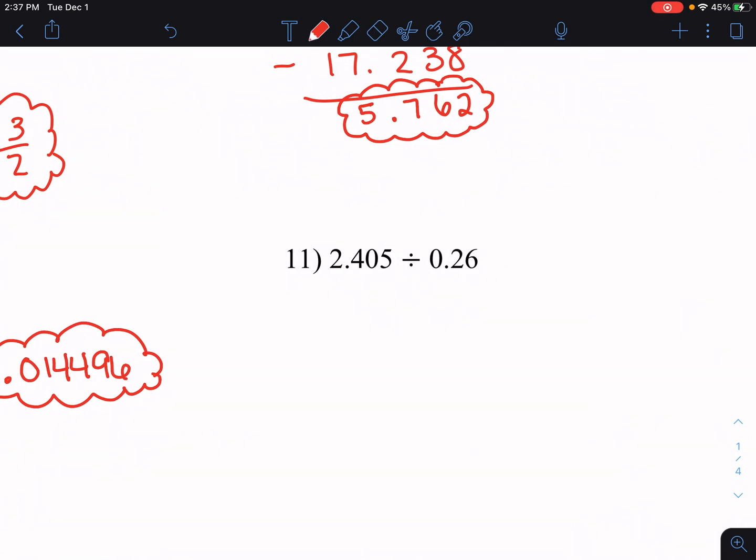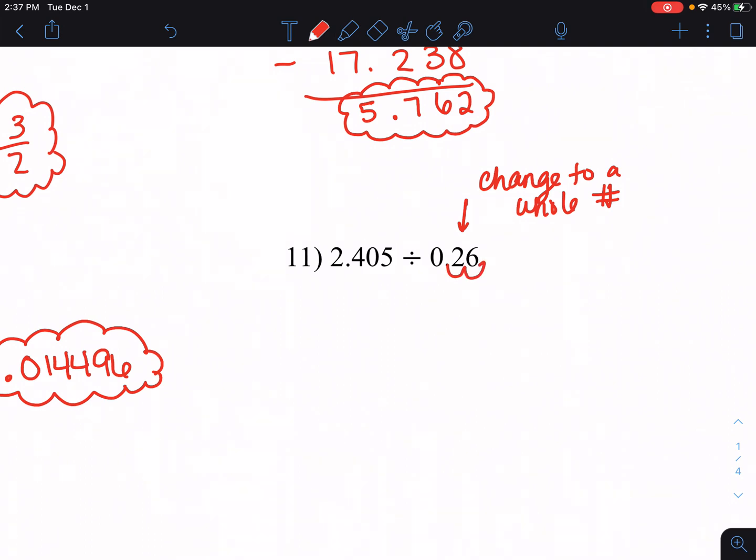Remember on dividing decimals that we want to divide by a whole number. So I want to change this one to a whole number. And we do that by moving the decimal. However many times you move the decimal in the second number, you have to do the same thing to the first number. So I'm going to move this twice to make it a 26. So I'm going to move this twice to make it a 240. So I've got 240.5 divided by 26.